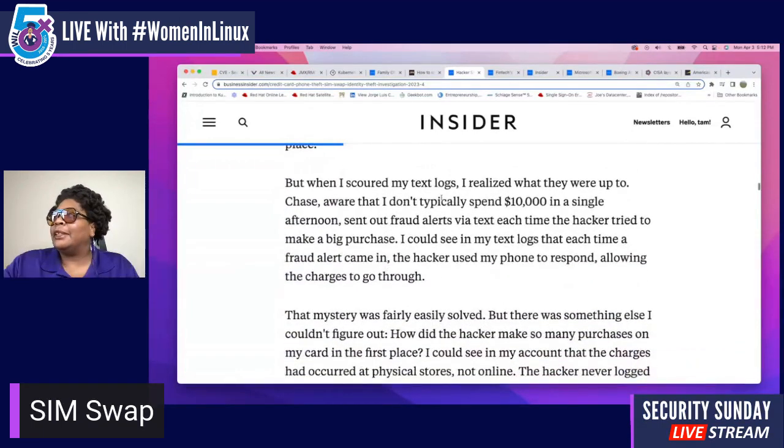When I scoured my text log, I realized Chase, aware that I don't typically spend $10,000 in a single afternoon, sent fraud alert texts each time the hacker tried to make a big purchase. I could see in my text log that each time a fraud alert came in, the hacker used my phone to respond, allowing the charges to go through.